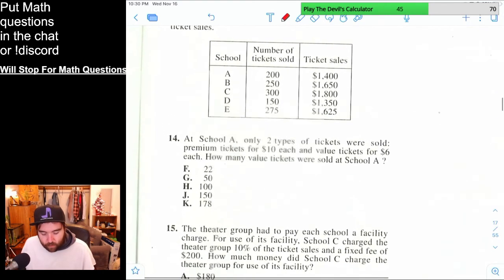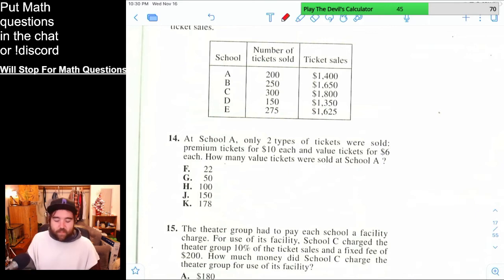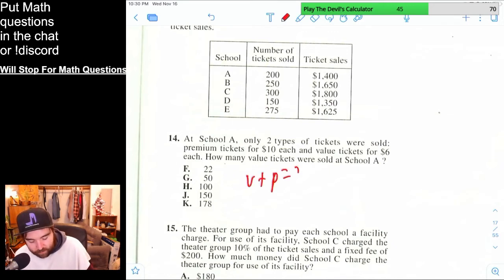14. At school A, only 2 types of tickets were sold. Premium tickets for $10 and value tickets for $6 each. How many value tickets were sold at school A? Oh, so A, number of tickets sold is 200, ticket sales is 1,400. So this is a system of equations because we got the number of tickets sold. So let's say, what do we have then? We have value and premium. So we know that the value plus the premium is 200 tickets.